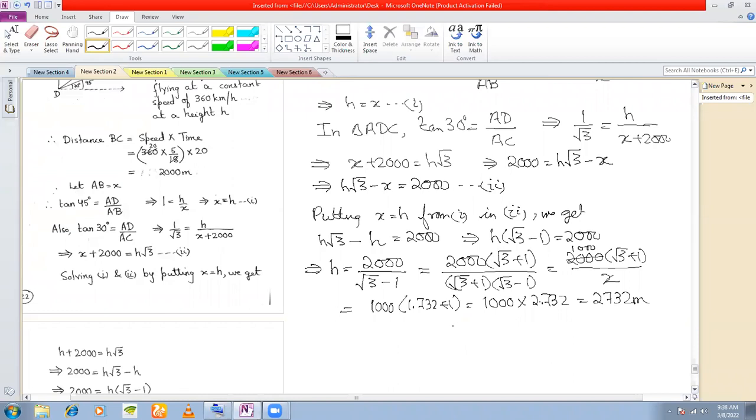You can convert it to kilometers also. Divided by 1000, you get 2.7 kilometers. So that concludes this problem also. So I'll stop here.